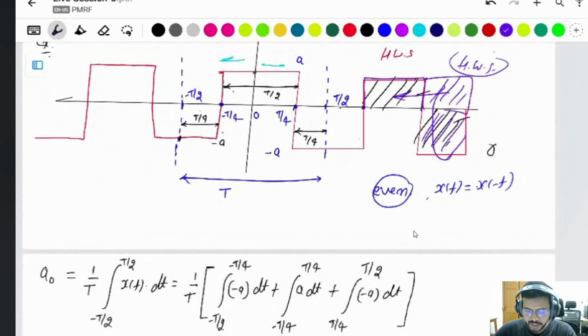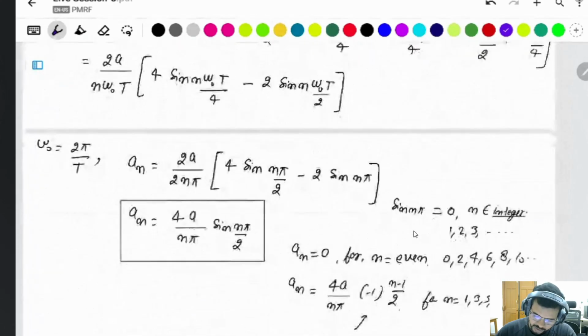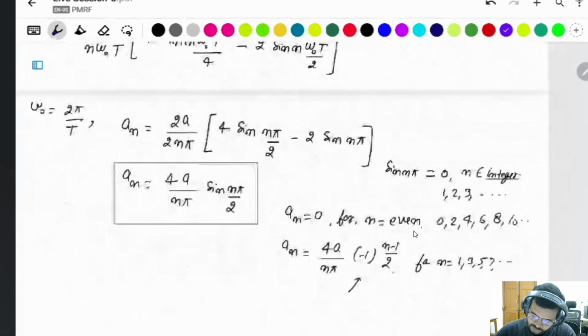Even signal, An and Bn depend on the odd and even signal. This is the even signal. That's why An is present, A naught is also 0, Bn also 0. It means here A naught is 0, Bn is 0. Only you have to calculate An. You can see here A naught is 0. You calculate the An. Yeah, An is present.